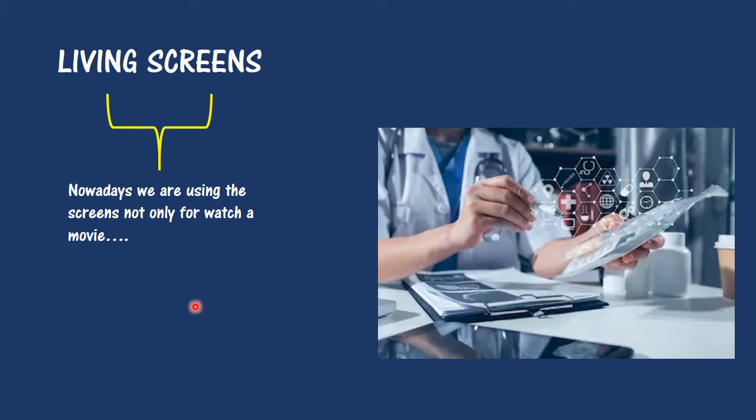So, now, the new topic for today is about living screens. What is living screen? It's about the use of the screens nowadays. Nowadays, we are using the screens not only to watch a movie. So, for example, we are using screens a lot, and we are unconscious maybe about this use. So, for example, here we can see a kind of clock, una especie de reloj, ¿ya?